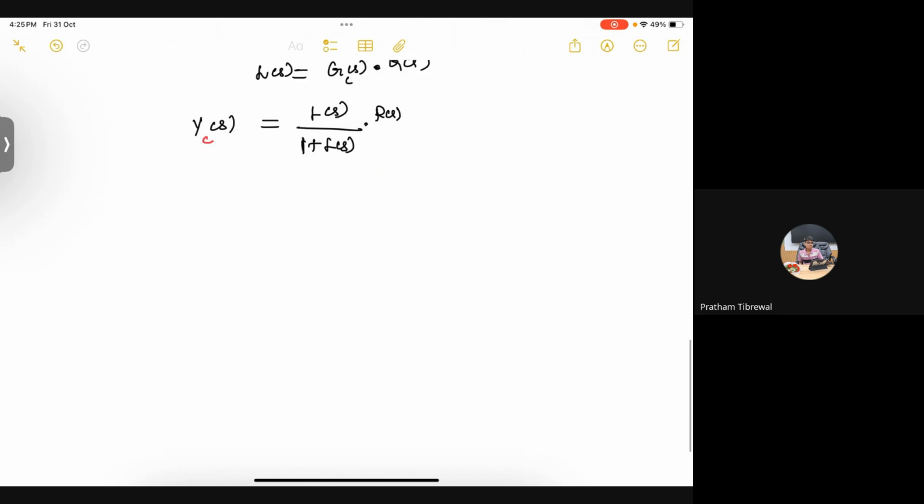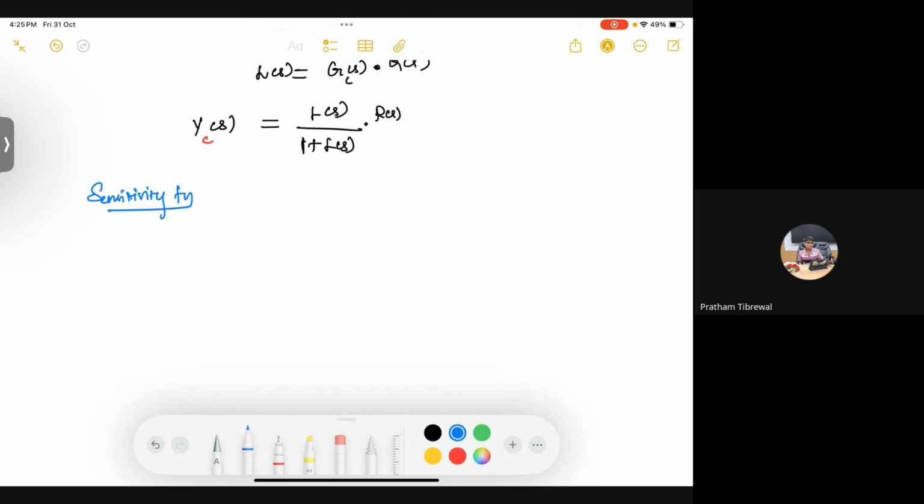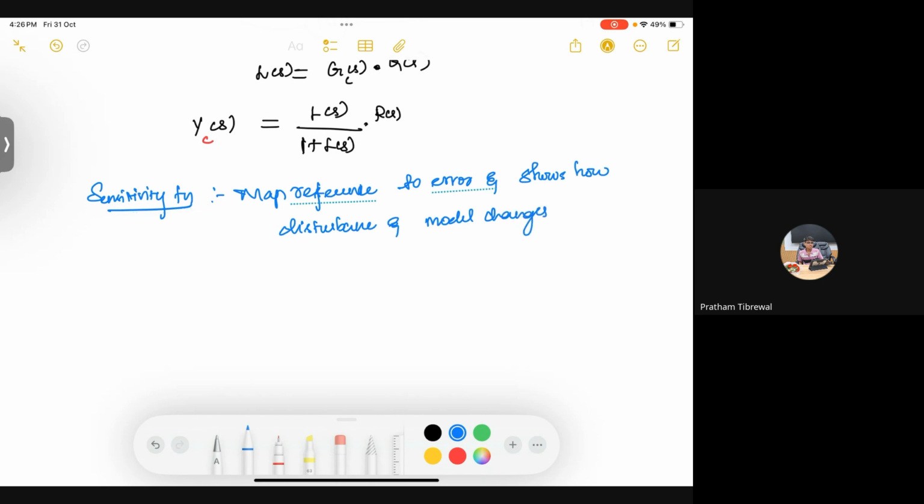Okay. Now, if I want to represent a sensitivity function, for example, the sensitivity function will map reference to error and shows how disturbance and model changes propagate to performance.